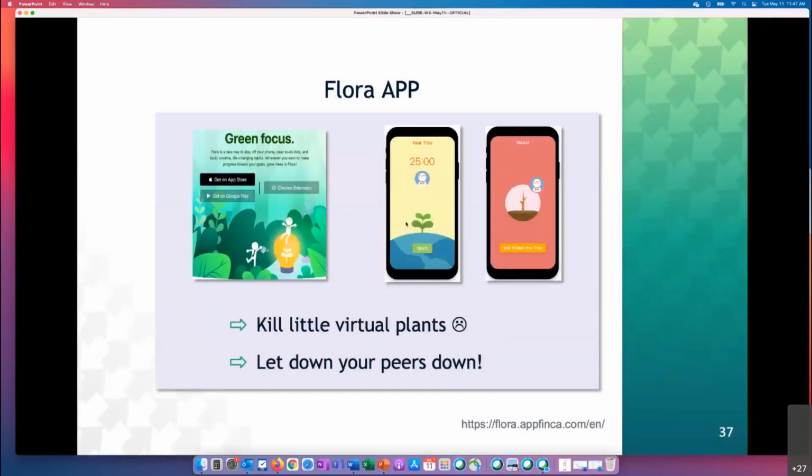There is an app known as Flora, and this is a Pomodoro timer. When you start a task and set the timer, there's a seedling of a tree planted. If you don't touch your phone for a half hour, it grows into a tree. So who wants to kill the little trees? And you can do it with friends too.